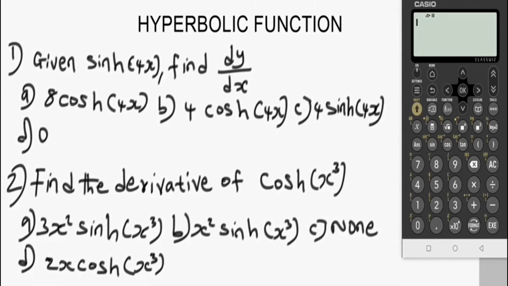In this video, we are going to learn how to solve derivatives of hyperbolic functions using this Casio fx-991CW scientific calculator. So we have two questions to practice with in this video. So let's get started. The first question I have here says, given sinh(4x), find dy over dx. So these are hyperbolic functions.